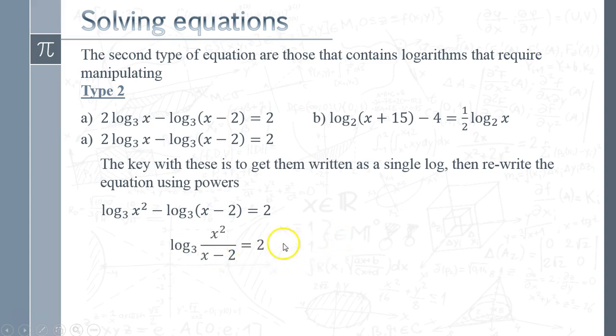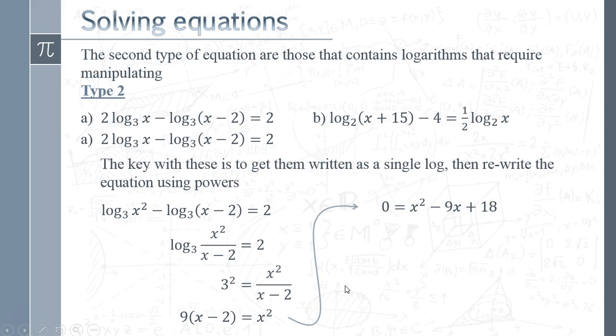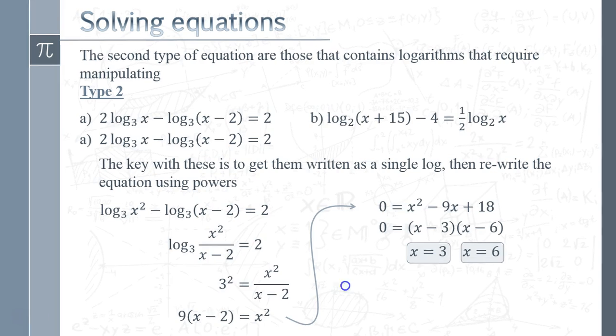And now if we reverse logs, we're saying that our base is 3, so the power 2 is this thing here. So we've got 3 to the power 2 equals x squared over x minus 2. And so 3 squared is 9. Bring the x minus 2 over, multiply it all out, turn it into a quadratic, and solve the quadratic. And there you go. So the key idea there is to bring all the logs together, and then just reverse your logs to write it using powers.